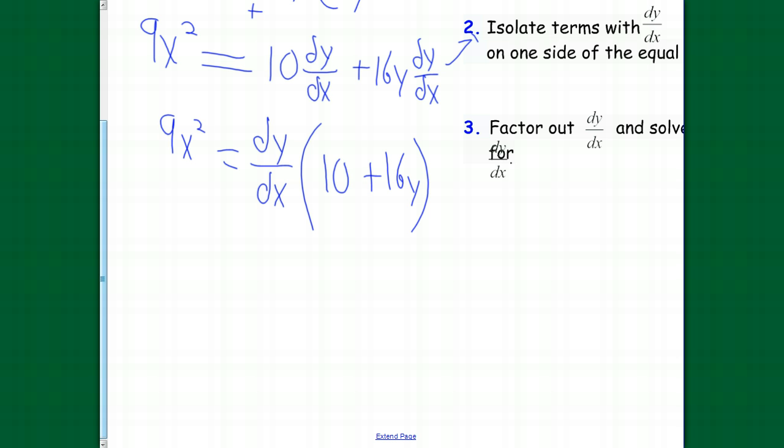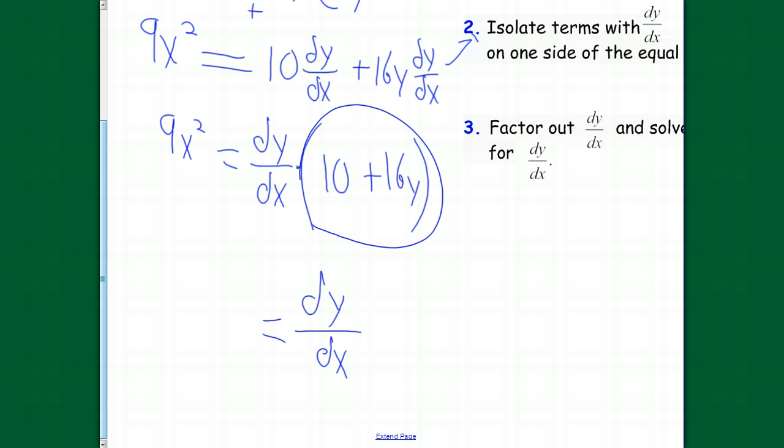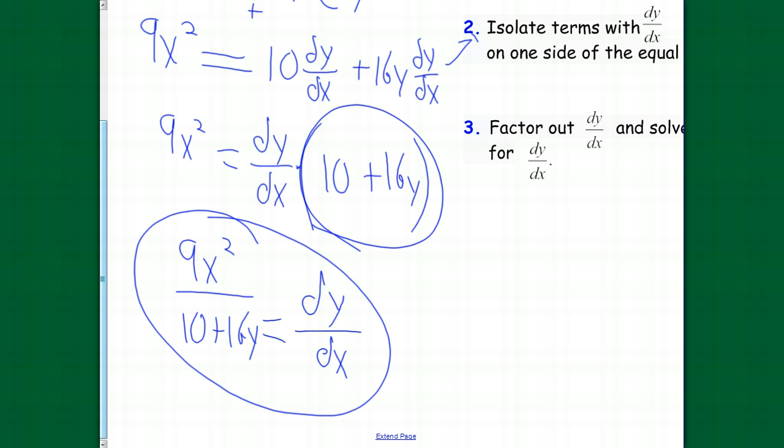Okay. It says next step is to solve for dy over dx. That's a multiplication here. We want dy over dx to be by itself on this side of the equal sign. So because it's a multiplication, I'm going to divide by that quantity. So I got 9x squared divided by 10 plus 16y. This is our derivative. This is dy over dx. That's the derivative of y with respect to x. It equals 9x squared divided by the quantity 10 plus 16y.